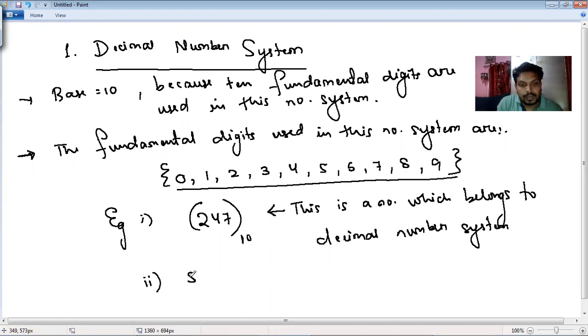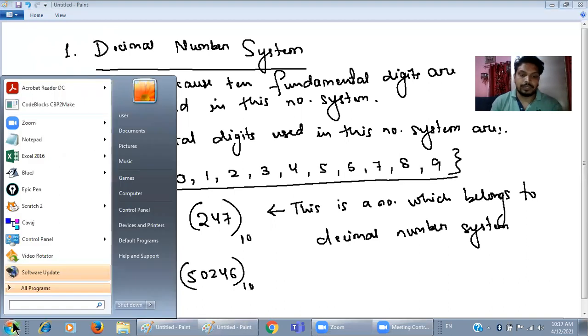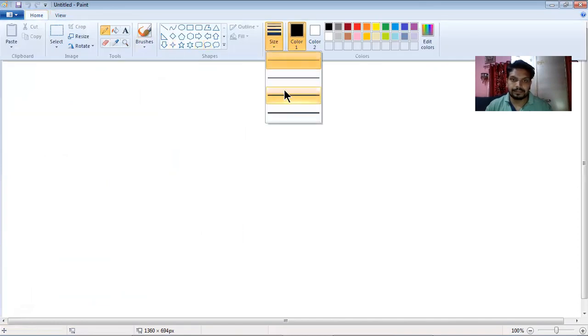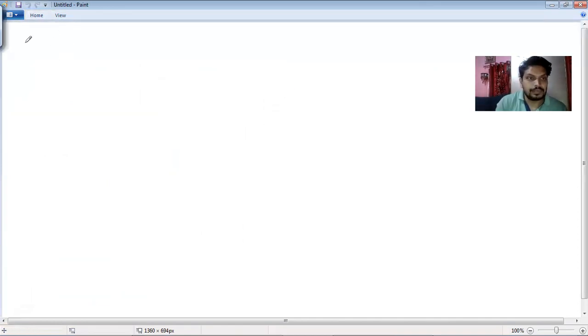Example 2, 50246. So here also the base is equal to 10. So this is also a number which belongs to decimal number system. So if these fundamental digits from 0 to 9 are used to represent any number, then we can say that number belongs to decimal number system. I hope it is clear. Then let us discuss the second one.